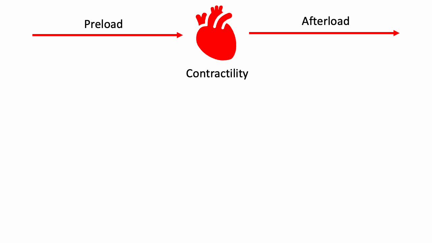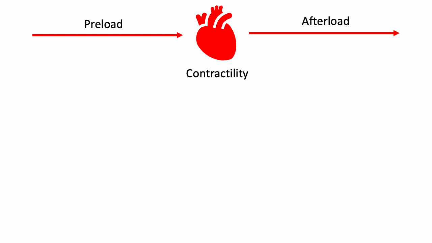The more the preload, so the more blood coming back into the heart and filling the heart, the higher your stroke volume, because this will increase the force of contraction via the Frank-Starling mechanism. And the higher the afterload, so the higher the amount of blood that's left in the ventricle at the end of systole, the lower the cardiac output, because you're not ejecting as much blood.